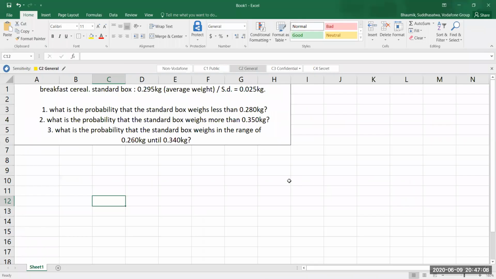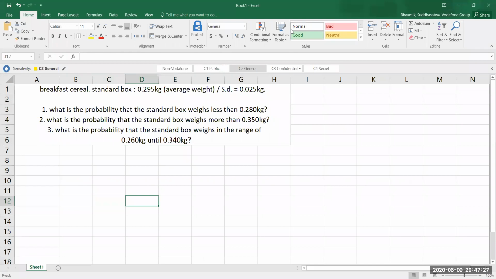I have copied the question into an Excel sheet, and here is the question. I have a scenario, and then I have 3 questions. So what is the answer to the first question? What is the probability that the standard box weighs less than 0.280?